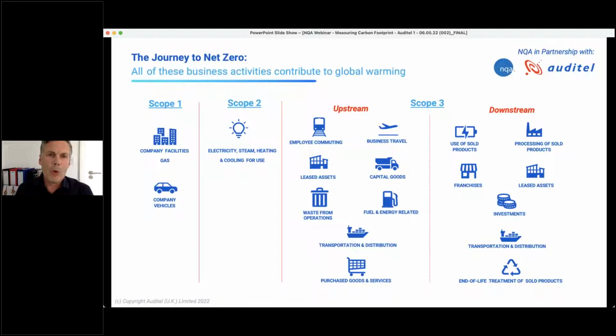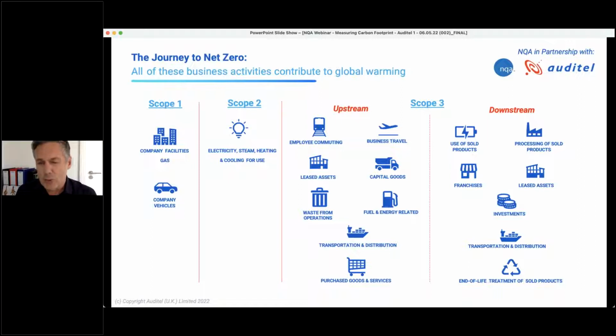So the journey to net zero, and again, mindful that you may be on different parts of that journey, whether you've started, whether you're in the middle of it, or well on the way to achieving carbon neutrality, is that all business activities contribute to global warming. And here we've put them into buckets, the GHG scope 1, 2, and 3. So whether that's company facilities, company vehicles in scope 1, or electricity, use of steam in your buildings for scope 2.